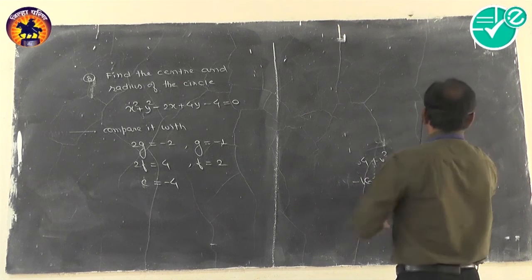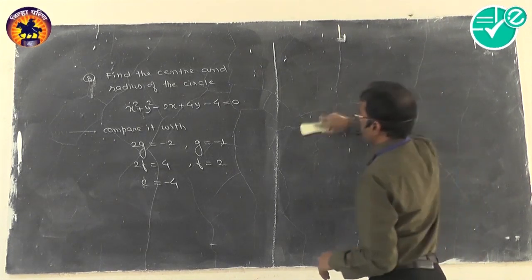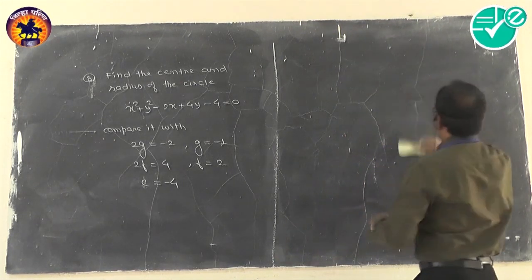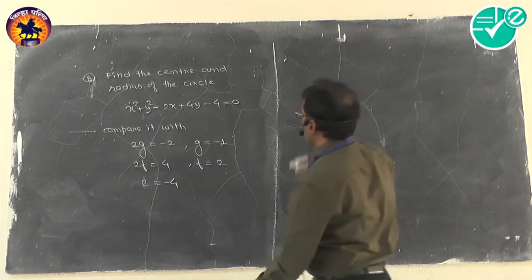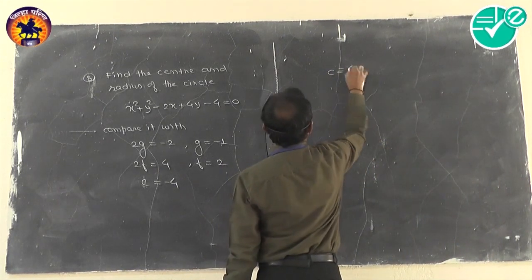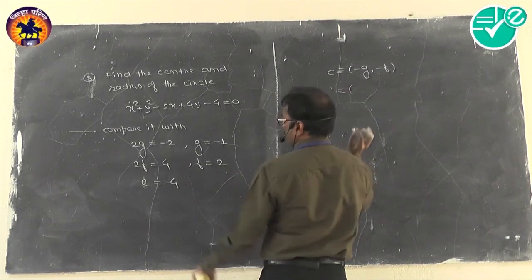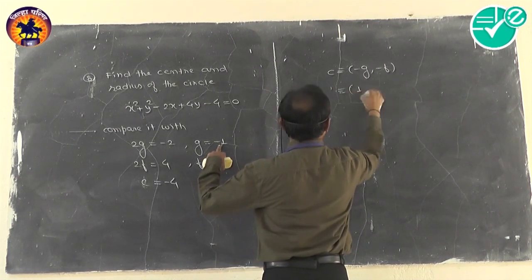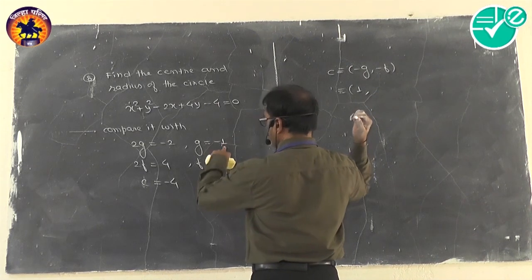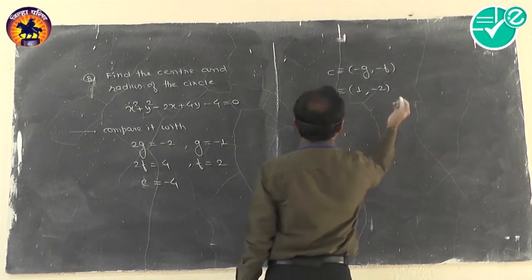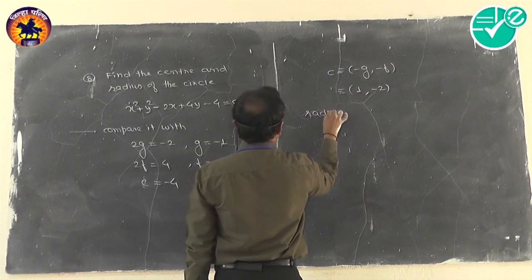Now this form is called the general form. So what is the center of the circle and what is the radius of the circle? If we continue, what is the formula for the center? It is minus g comma minus f, which means change the sign, reverse or opposite sign: minus 1 becomes plus 1, and plus 2 we have to write as minus 2.